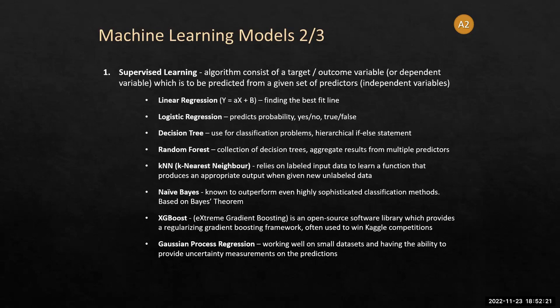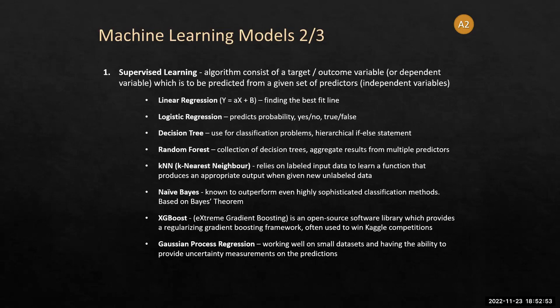In supervised learning, you have linear regression, and you've got logistic regression, which tells you yes or no, true or false. You've got decision trees to classify problems. It's very hierarchical: if that's the case, then this is the outcome; if not, then it's the other outcome. Then you grow from it and it becomes a tree. Random forests are basically a collection of decision trees, a group of them. And there's k-nearest neighbor.